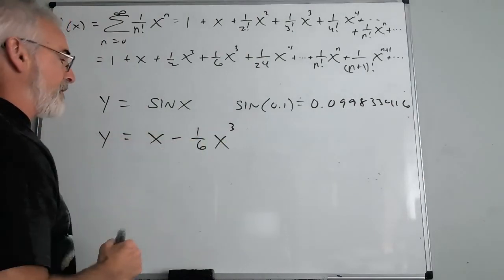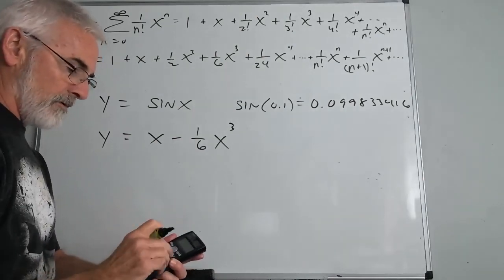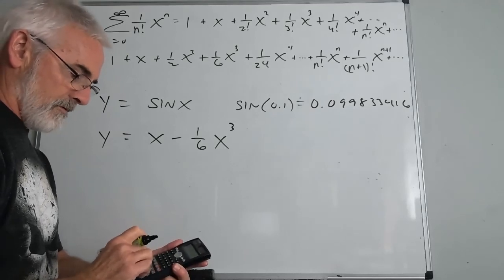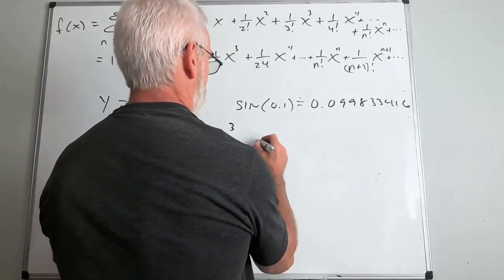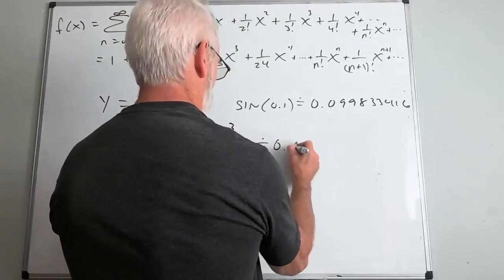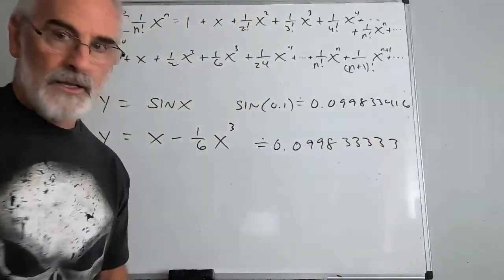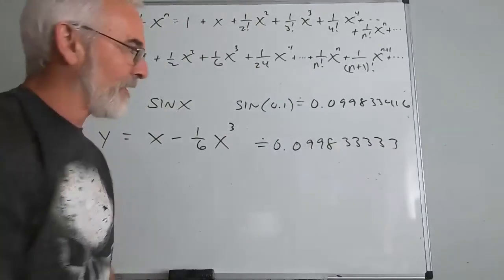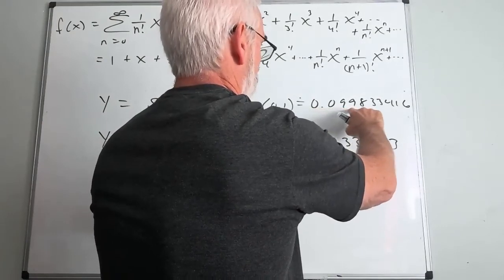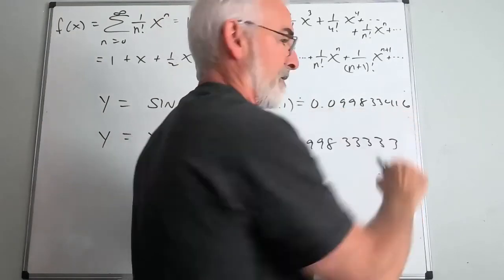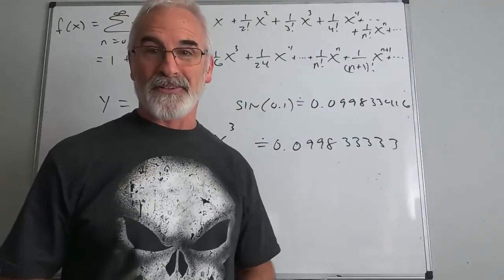Okay, what if I put a 0.1 in here? 0.1 minus 0.1 cubed over 6. My calculator says for this one that it's approximately 0.09983333. 1, 2, 3, 4, 5, 6. They don't differ until the 7th decimal place. That's why we're learning this stuff.